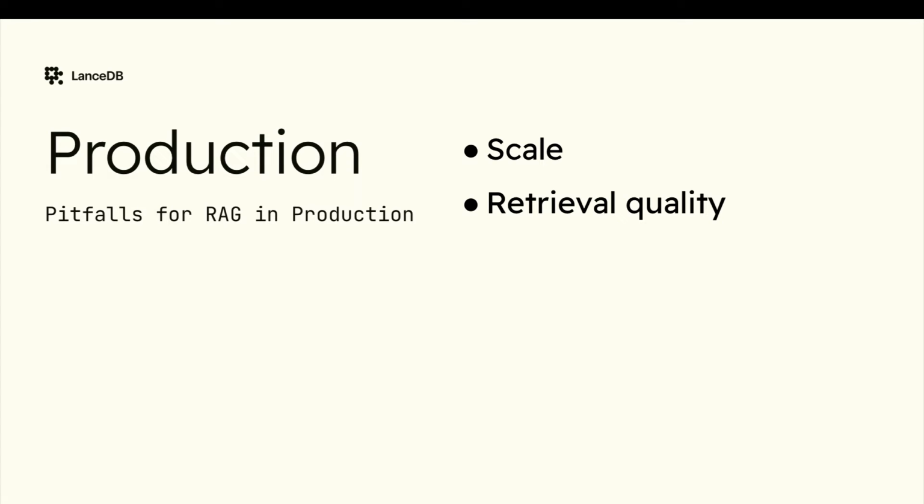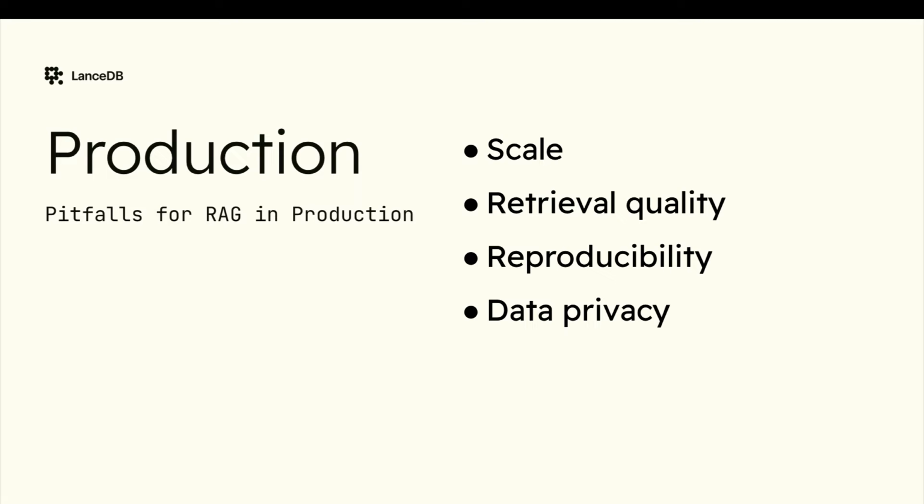Number two is the quality of that retrieval. Number three is reproducibility, debuggability. Number four is data privacy. And then number five is vendor lock-in. So these can all affect how easy it is to put your RAG pipeline, your RAG application, into production.